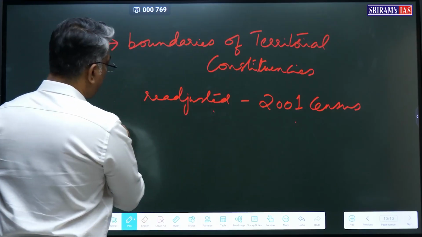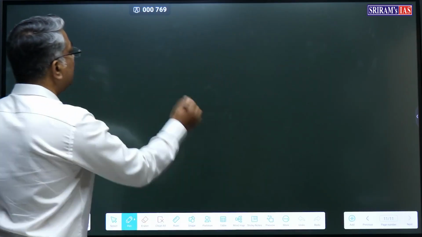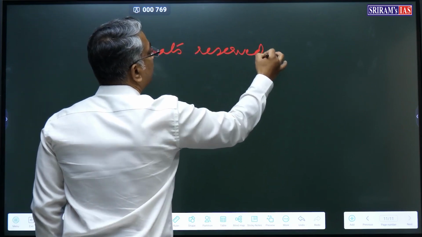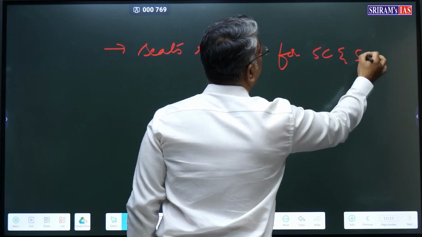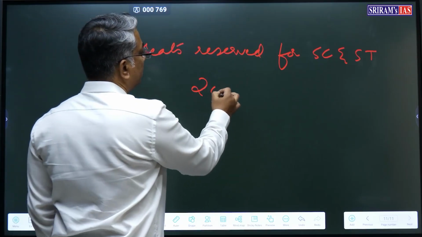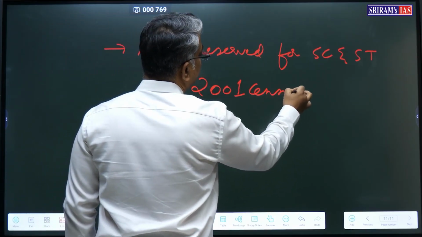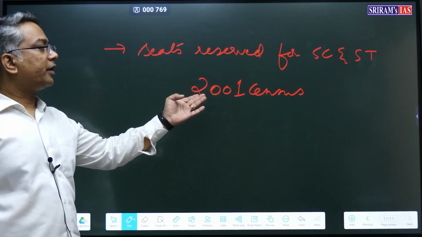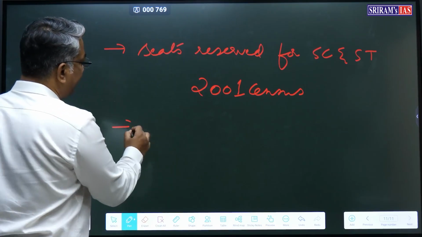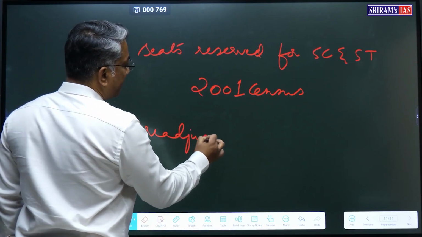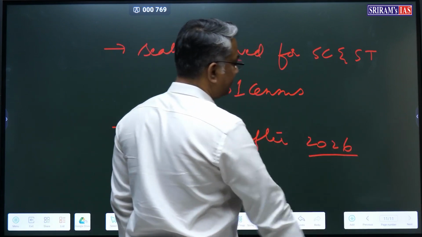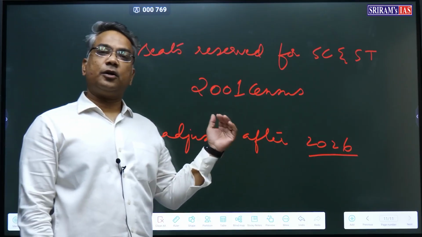Okay. So what about the seats reserved for SC and ST? The seats reserved for STs and SCs are determined on the basis of the 2001 census, same as that of the boundary of territorial constituencies. Okay, so this will again be readjusted after 2026, that is, after the first census after 2026.